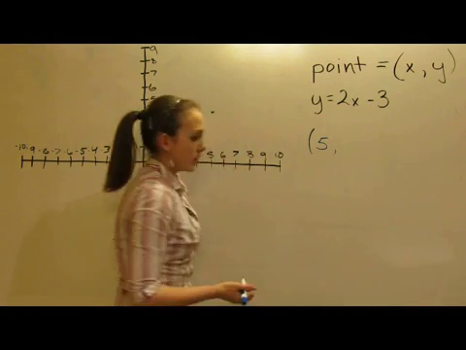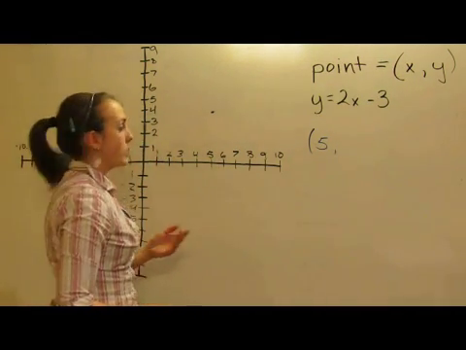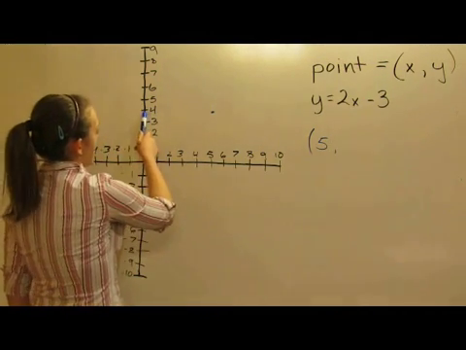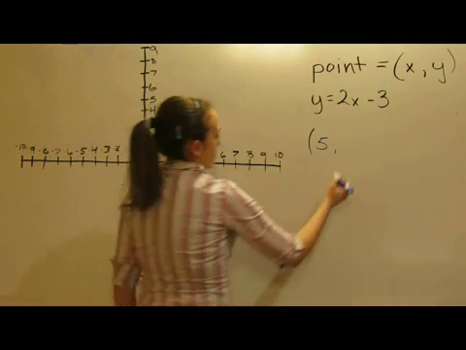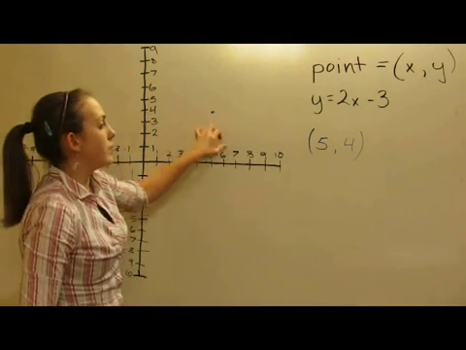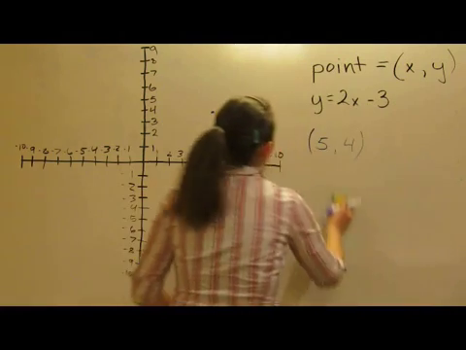So we can write 5, comma, and then we find the y-coordinate. To do this, we simply count how many spaces up it is on the y-axis. We can see that it's located 4 spaces up, so we simply write 4 for the y-coordinate. So this point here is located at (5, 4). So that's how you plot and read a point.